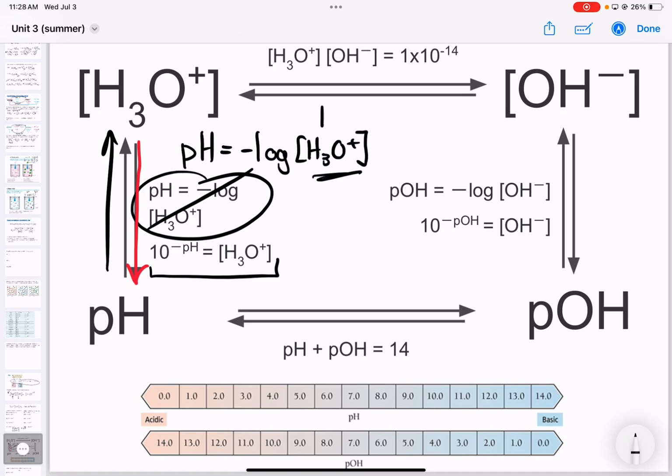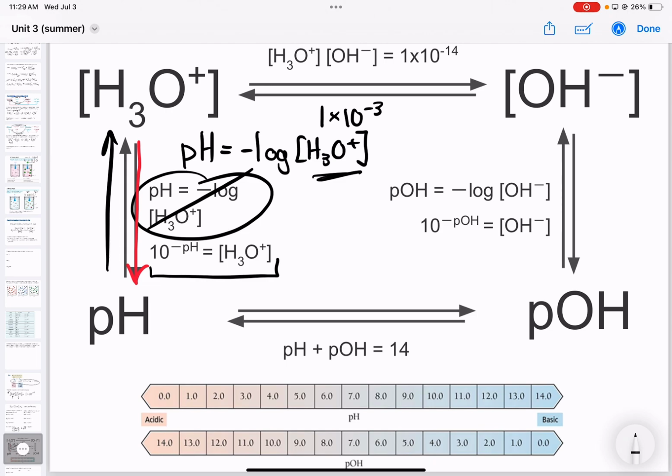Because like we said, we did 1 times 10 to the negative third, right? And that told us the pH was 3. So vice versa, if we want to know what the H3O plus is, 10 to the negative 3, that gives us the H3O plus.